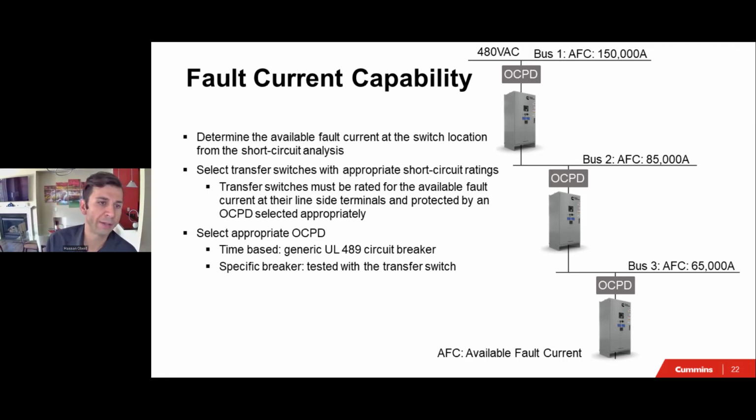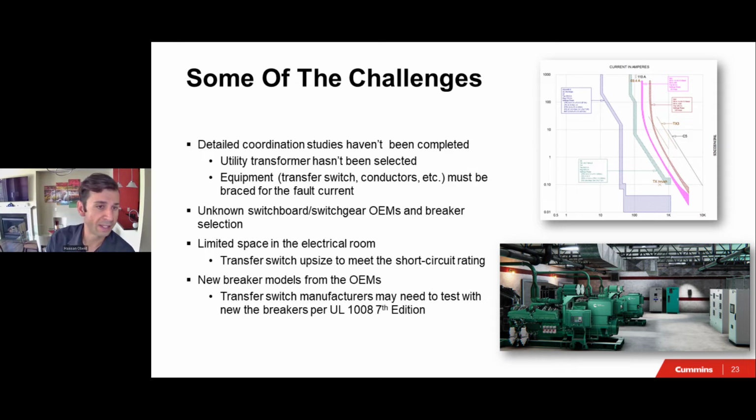But as you know, life doesn't go this way. Life is not like a textbook or a cookbook, and you're going to face some major challenges. Some of the challenges we face are that the detailed coordination studies have not been completed, right? The utility transformer hasn't been selected, or sometimes it might change, so we don't know what the impedance is. Equipment, transfer switches, conductors, etc., must be braced for the fault current that's available. But how do you do that if you haven't completed the short circuit analysis, right?